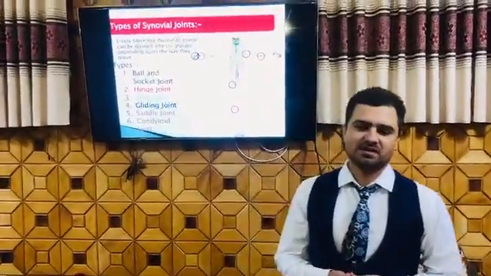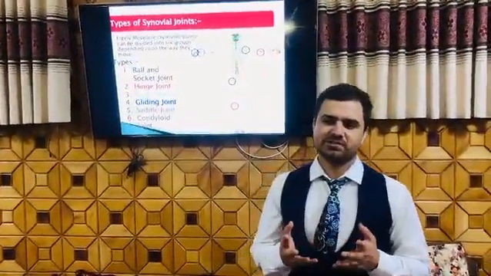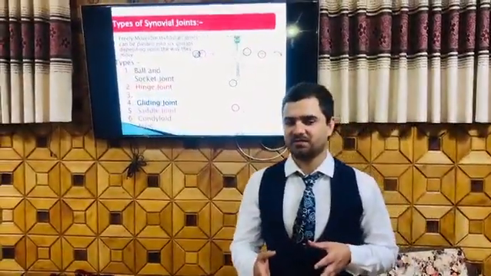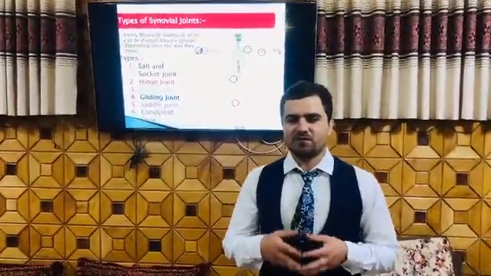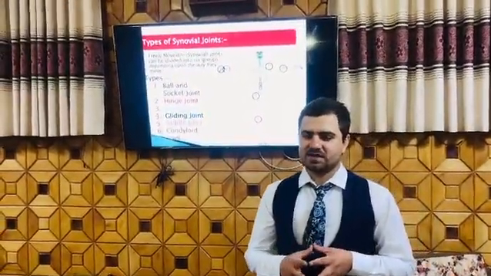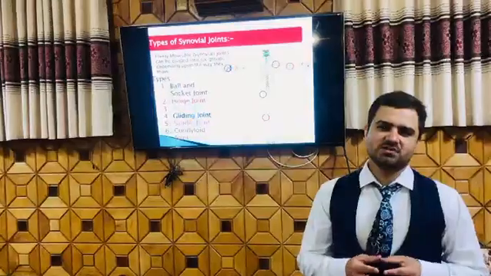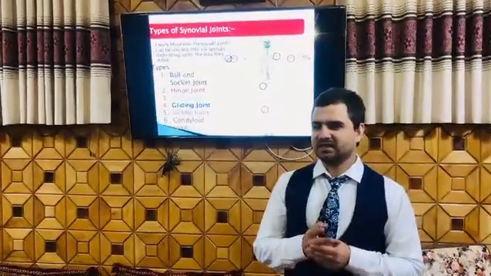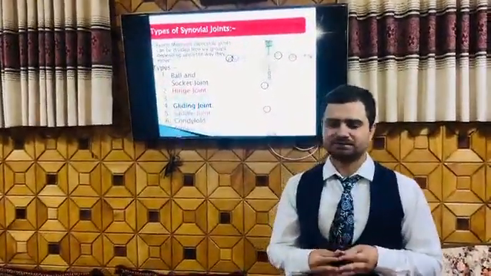Today I would like to talk about the different types of synovial joints. There are several different types of synovial joints that I want to explain and discuss with you. The first type of synovial joint that I want to explain is the plane joint. The plane joint can be found in areas of the body such as the wrist.